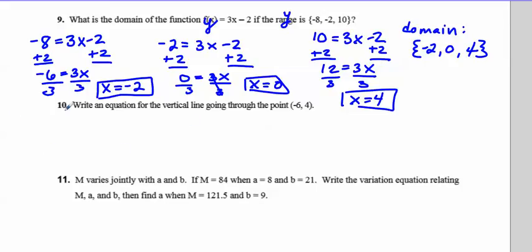All right, in 10 it says write an equation for the vertical line going through the point -6, 4. So let's think about where that point would be. -6, 4. It's back 6, 1, 2, 3, 4, 5, 6, and then it's up 4. So back 6 and up 4. And then the vertical line is the line going up and down. So it's going through the x-axis at -6. So this is x equals -6.